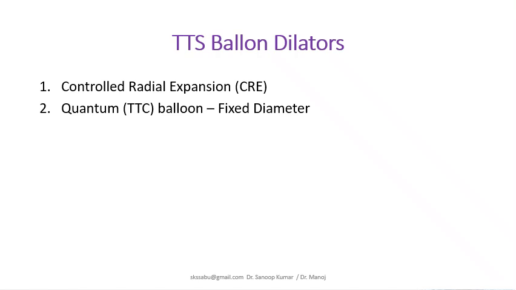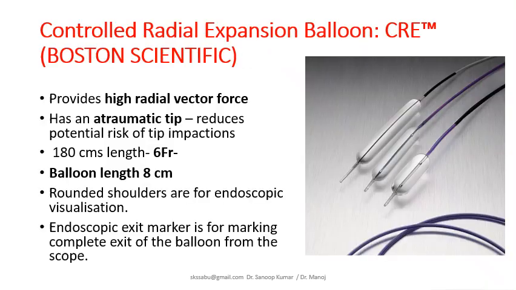Regarding through the scope balloon dilators, there are two types. One is what we all classically call controlled radial expansion balloon dilators. Second is the fixed diameter Quantum through the scope balloon dilator. All of you will be familiar with CRE, but I doubt many of us are familiar with the term Quantum balloon dilators. In this video, we will discuss both of them. In short, it is balloon dilators.